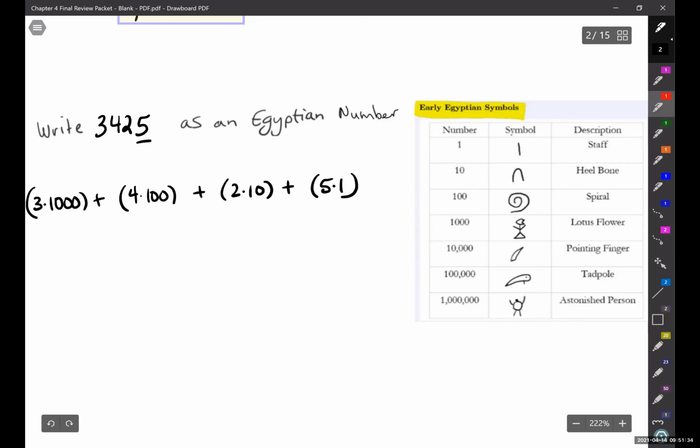So that tells me I need 5 1s. So each one is one of these lines. So 1, 2, 3, 4, 5. 2 10s. So 2 symbols for 10. 4 100s. And then 3 1,000s.